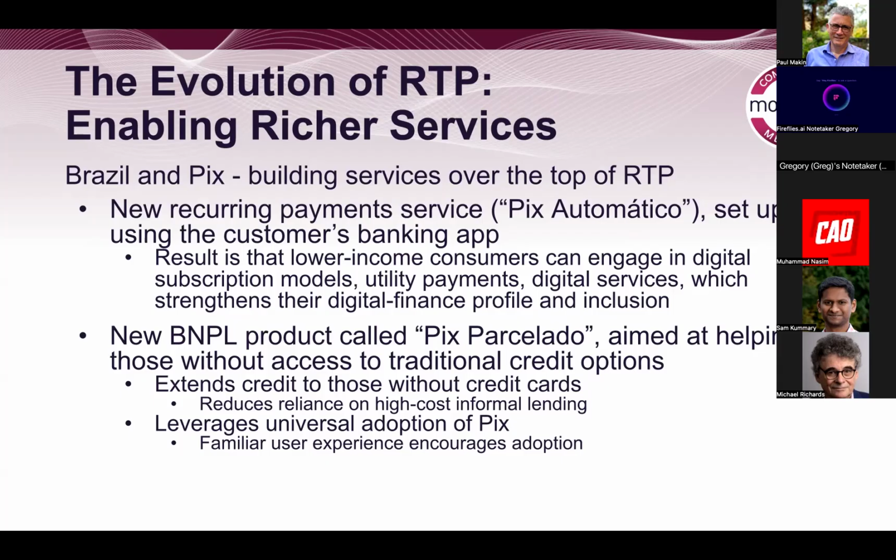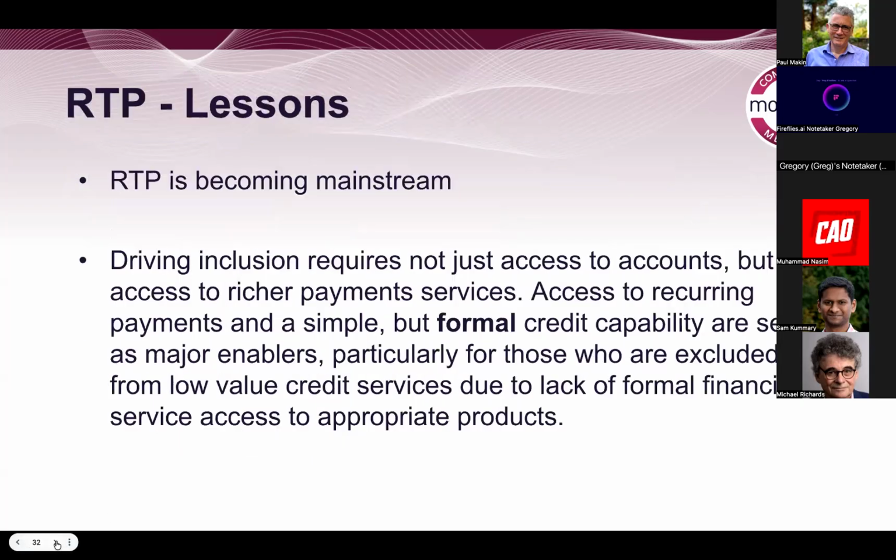The BNPL project is all about extending credit to those who don't have access to traditional credits. So it's reducing the reliance on high-cost informal lending, and also it builds on the widespread, more or less universal adoption of Pix, for example. So RTP is becoming mainstream.